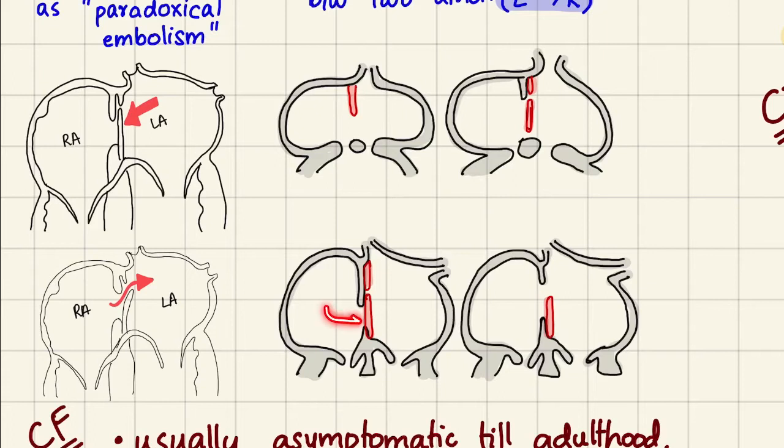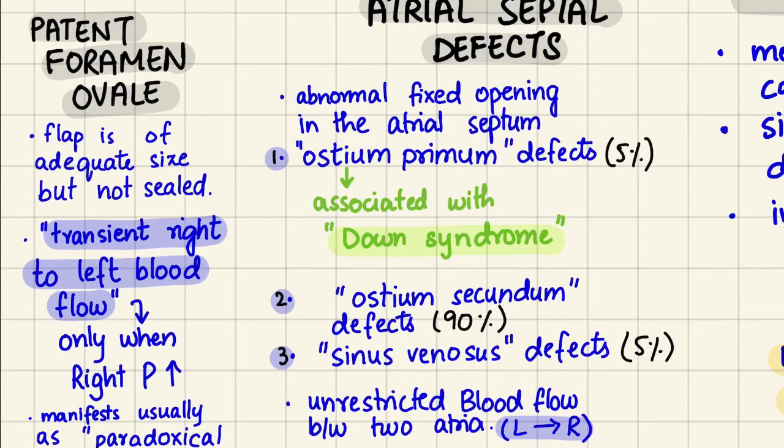So normally this is the foramen ovale. So this is the right atrium and this is the left atrium. So normally in the fetal life, blood will flow like this and this will be no problem. But after birth, when the pressures on the left side of the heart rise, they are going to push these flaps against each other and they will fuse and there will be no more connection between the right atrium and the left atrium. But in the case of patent foramen ovale, the flap is of adequate size but it is not sealed.